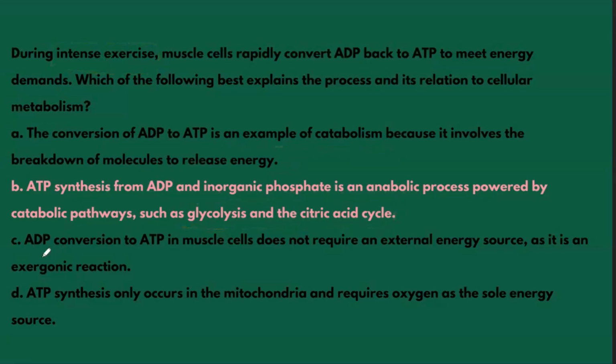We're not talking about ADP to ATP in muscle cells not requiring an external energy source. Because of that, remember that energy is neither created nor destroyed, so C would not be the best choice. And D, ATP synthesis only occurs in the mitochondria, we are negating. We don't like the word only because it's too extreme of an answer choice. So in this case, B is the best choice. Yes, A is a good answer, but B is a better answer based on the information that we know about the process of cellular respiration and its intensity.